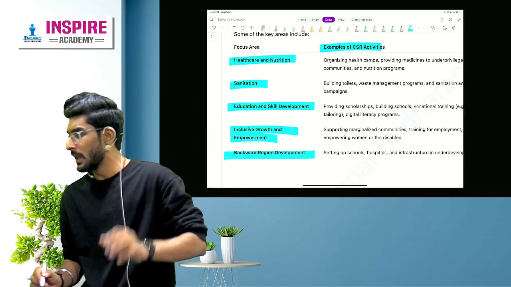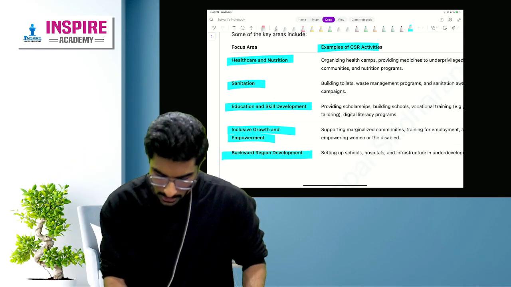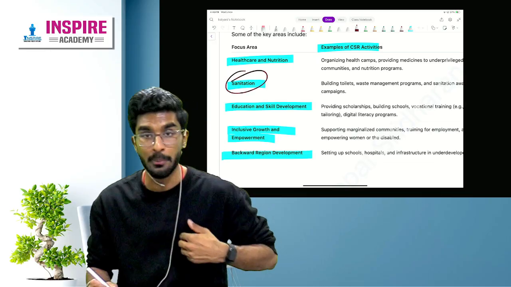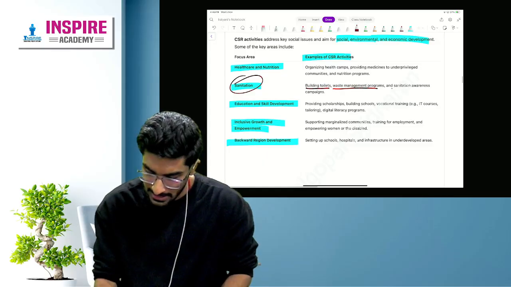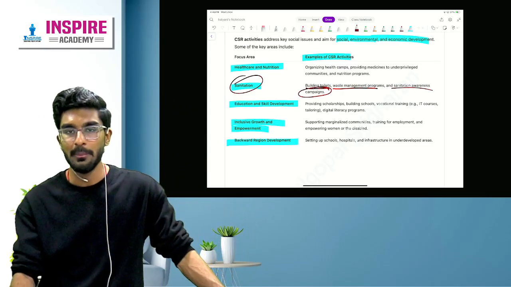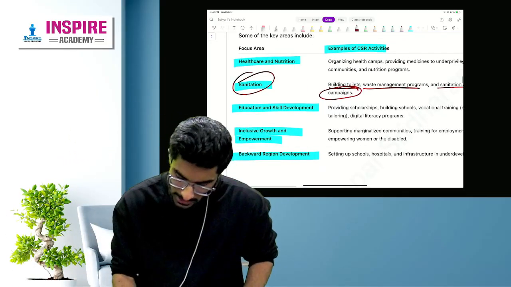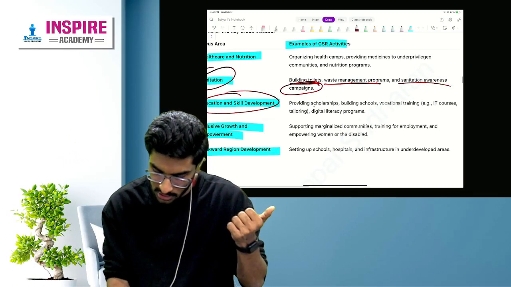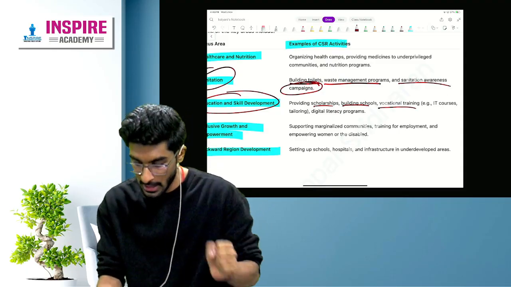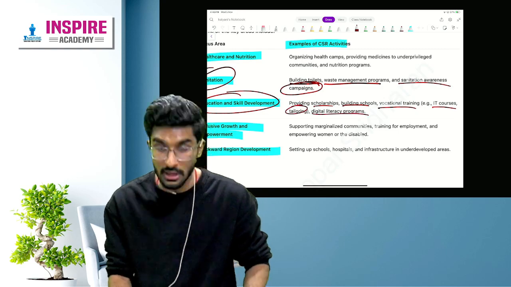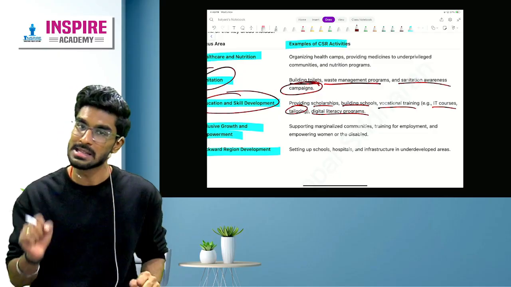Just read the example. In case you are not able to visualize anything, I will give you two demos. For example, if I am talking about sanitation, if a company is spending that CSR expenditure on building toilets, waste management programs, and sanitation awareness, it will be eligible to claim it as CSR expenditure. Or let's say education and skill development: I am providing scholarships, constructing schools, providing vocational training, IT courses, tailoring, digital literacy programs. These all can again be included under CSR expenditure.